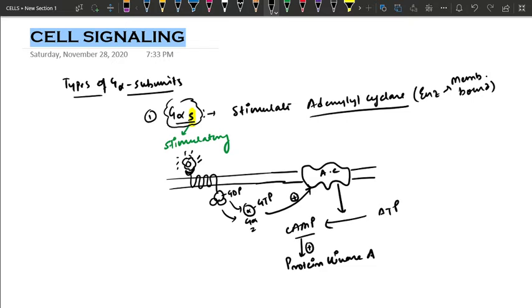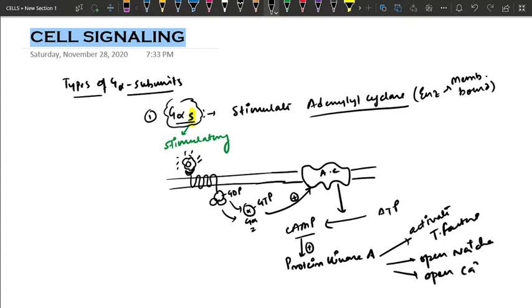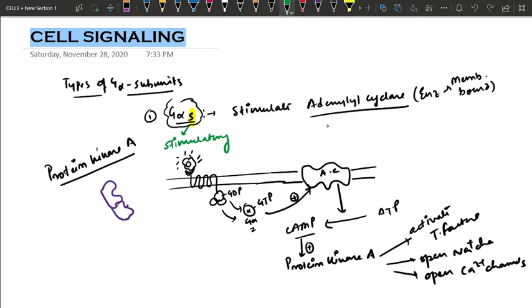It will activate the protein kinase A, and now what will happen? This protein kinase A will activate or phosphorylate different transcription factors. Okay, it will also open sodium channels, potassium channels and so on. So these are the downstream pathways. That is a very important point. Now how does this protein kinase A actually activate those things? Protein kinase A is a regulatory enzyme. It has two catalytic subunits and two regulatory subunits. So these are the catalytic subunits and these are the regulatory subunits.